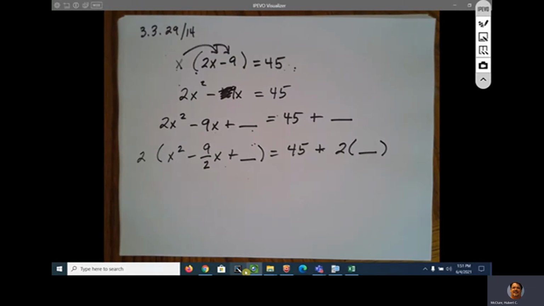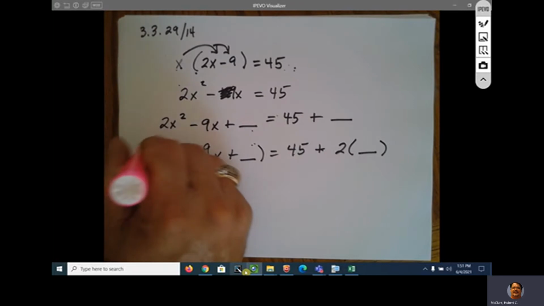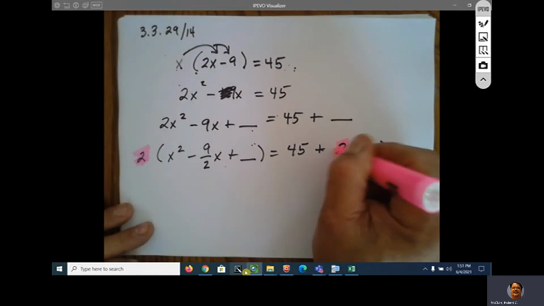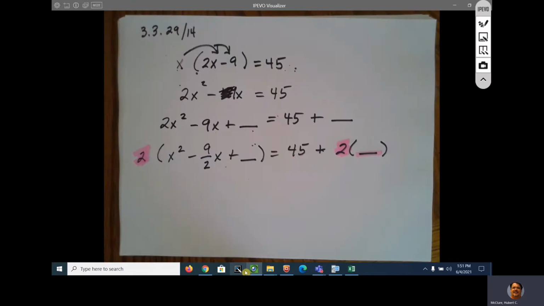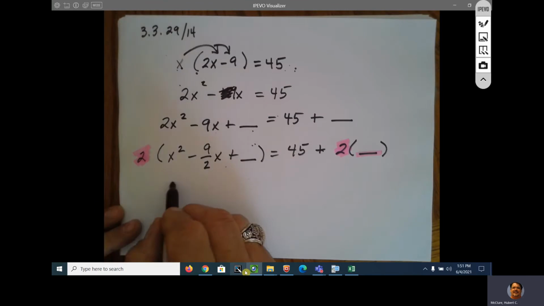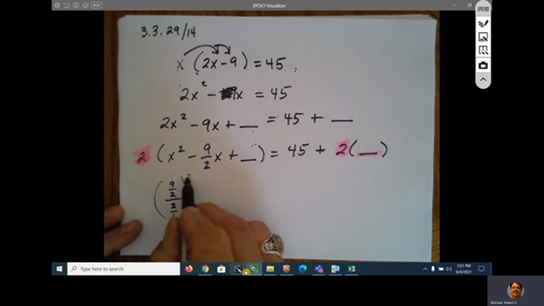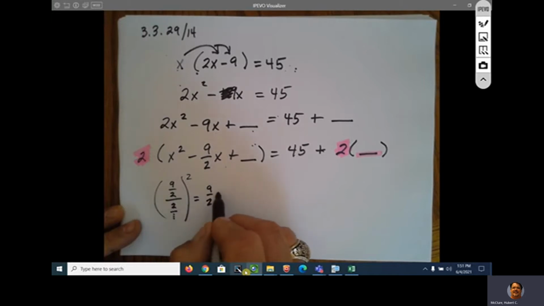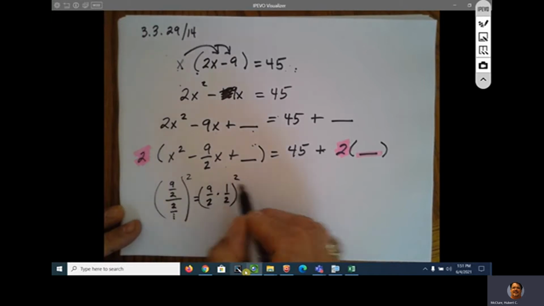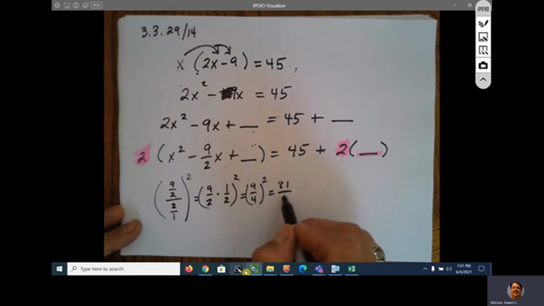And yes, I'm going to get a highlighter because I do this in all my classes. Anytime you do complete the square, whatever you factor out here, you've got to multiply by this right side blank. I don't care if you factor out 100 or negative 1/2. It has to be multiplied by that right side blank. Now I'm going to do 9/2 divided by 2, which is 2 over 1, and square it. Well, 9/2 divided by 2 over 1 is the same as 9/2 multiplied by 1/2. And that's 9/4 squared, which is 81 over 16.